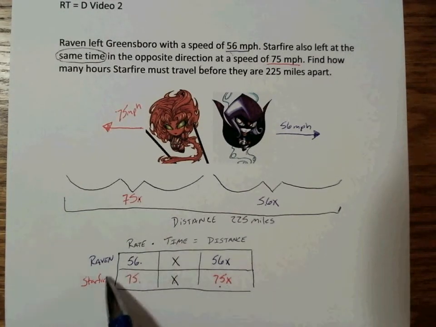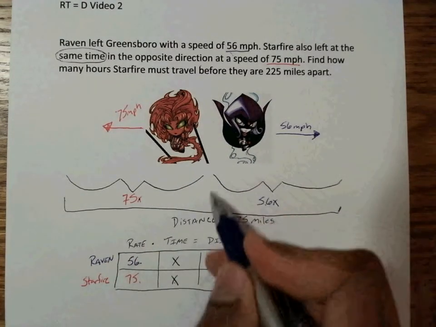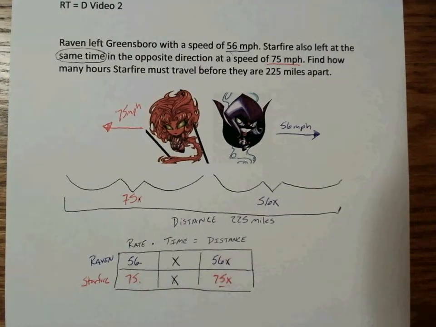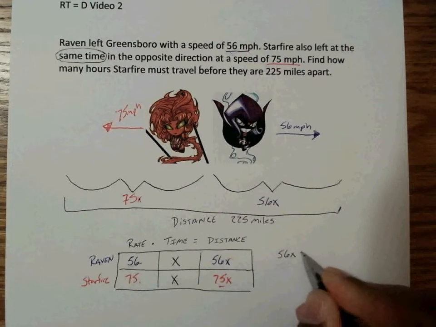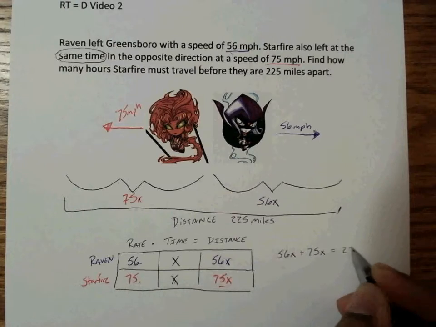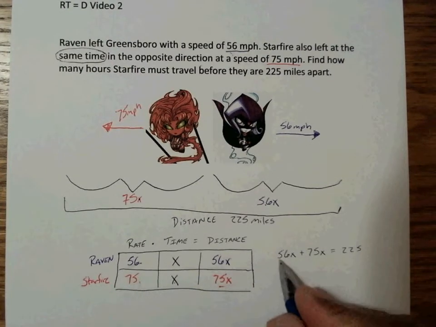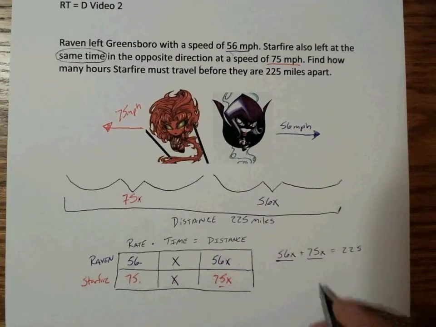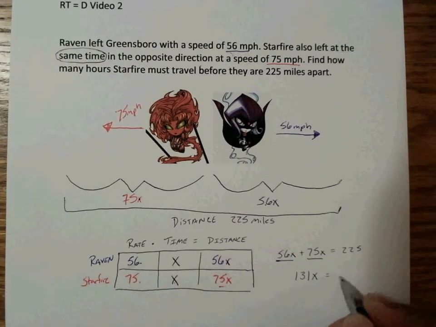When we take our two distances, what do they need to add up to? 225. That is correct. So when we add Starfire's distance and Raven's distance, we know it needs to be equal to 225. So we're going to add 56x plus 75x is going to be equal to 225. And now we just solve our equation. We're going to combine our like terms. 56x plus 75x, we get 131x is equal to 225.